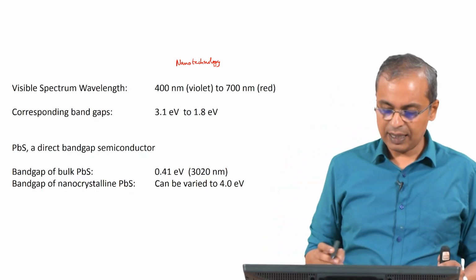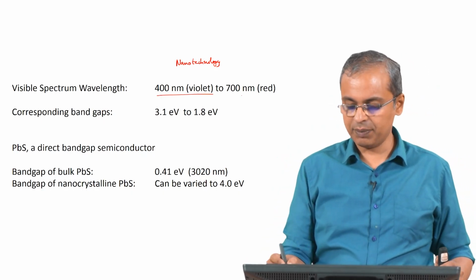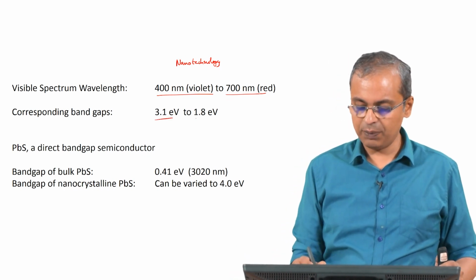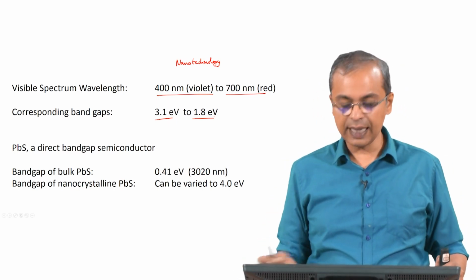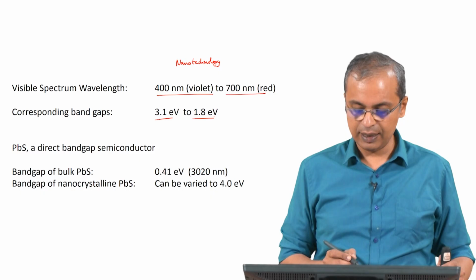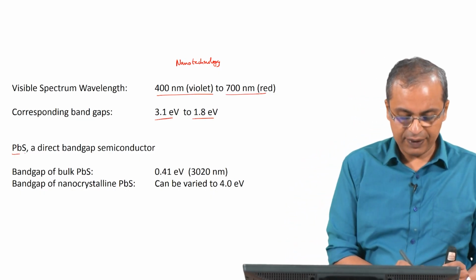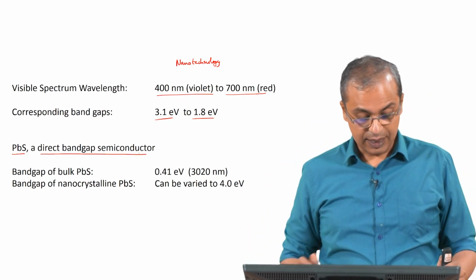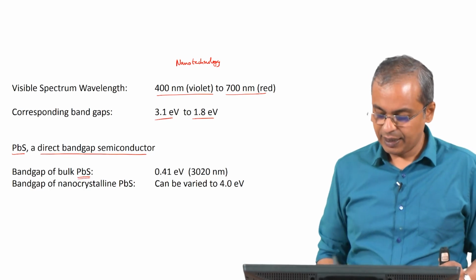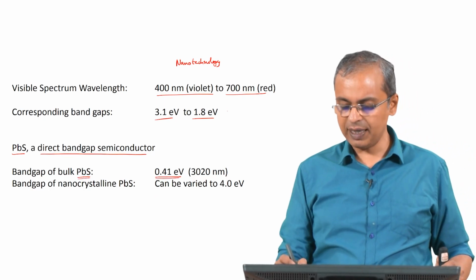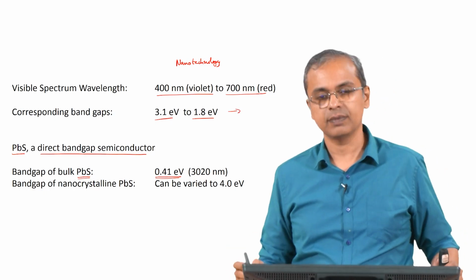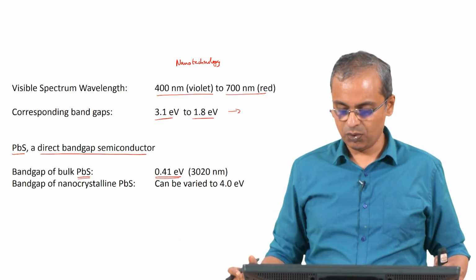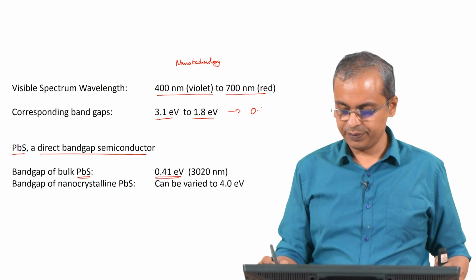So for example, we already saw that the visible spectrum has a 400 to 700 nanometer range of wavelengths, which corresponds to a band gap of 3.1 to 1.8 electron volts, and silicon has a 1.1 electron volt band gap. So you have lead sulfide as a material, which is a direct band gap semiconductor. We spoke about direct versus indirect, so this is a direct band gap semiconductor. The bulk band gap of lead sulfide is 0.41 electron volts. Okay, so that is well below this, significantly into the infrared part of the spectrum, right. So that is where 0.41 would show up.